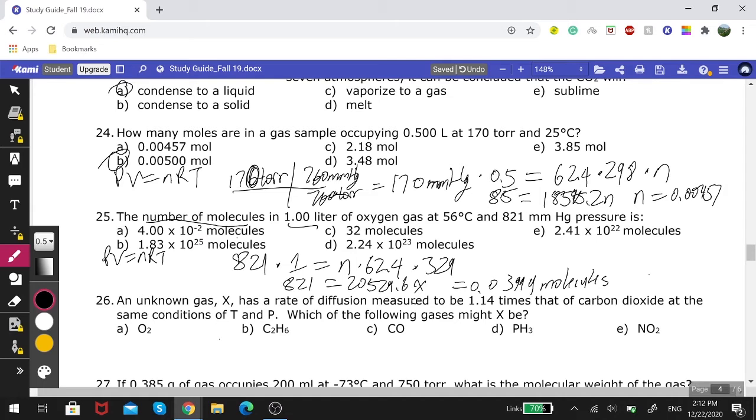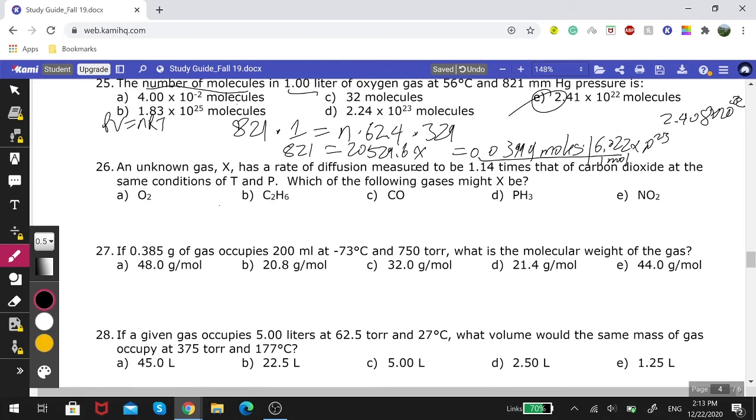Oh no, this is moles, number of moles, and then we gotta convert it to molecules. Oopsie, so we have moles, and then we convert it to molecules. So for every 1 mole, there's an Avogadro's number of molecules, if you recall back, times 10 to the 23rd. So we're gonna do 0.03999 times Avogadro's number, which is 6.022 e to the 23rd, and that is 2.408 times 10 to the negative 22, which is about E, 2.41 times 10 to the 22nd.